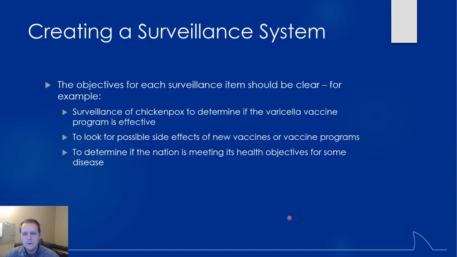It's really important that you set up clear objectives. For instance, maybe you want a surveillance program that looks at chickenpox to determine if the varicella vaccine is effective. It's a very clear delineation. You're not looking at any other types of vaccines and incidents of disease. You're just looking at varicella and chickenpox. By having those clear objectives, you prevent yourself from getting too far outside of your scope, and you prevent yourself from being ineffective by trying to look at too many things.